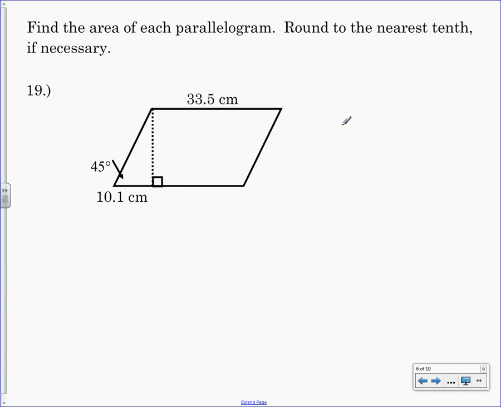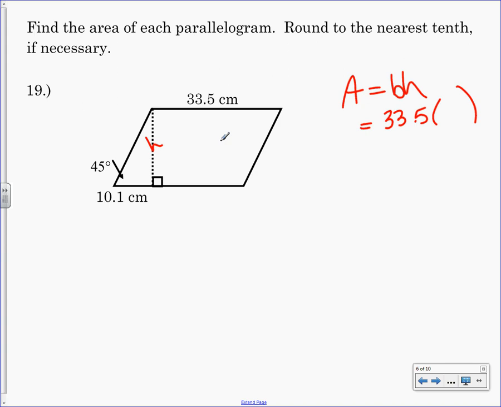Okay? Find the area of each parallelogram again. Round to the nearest tenth if necessary. So A equals BH again. What is the base of this parallelogram? 33.5. And we're looking for the height, right? They did not give us enough information to do the Pythagorean theorem. That's not an option. Okay? So we can do our 45, 45, 90, or we can do SOHCAHTOA.